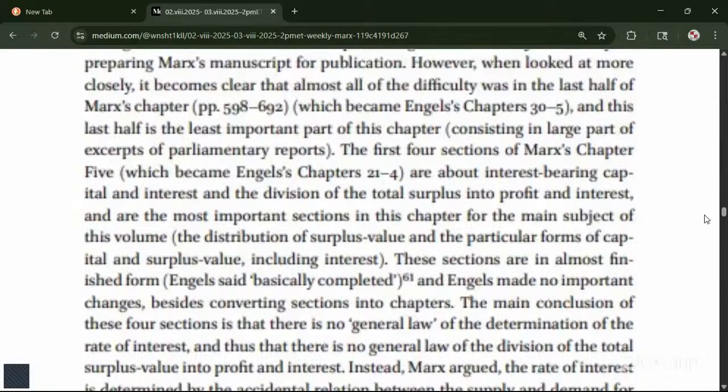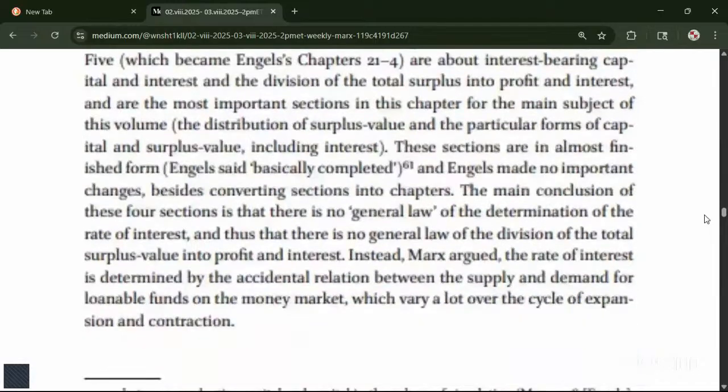The first four sections of Marx's chapter 5, which became Engels' chapters 21 to 24, are about interest-bearing capital and the division of the total surplus value into profit and interest, and are the most important sections in this chapter for the main subject of this volume, that is, the distribution of surplus value and the particular forms of capital and surplus value, including interest. These sections are in almost finished form. Engels said basically completed, and Engels made no important changes besides converting sections into chapters.